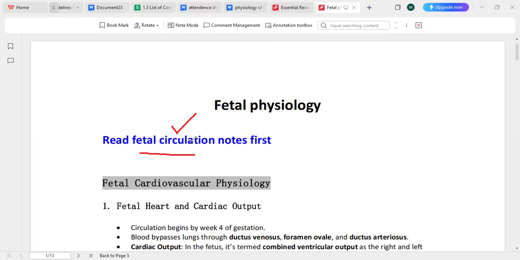Why is it important to read fetal circulation first? Because we are always working on past papers, and we are always interested in knowing what the examiner can ask. We have many questions from fetal circulation. I have already conducted a class and the information is given. Further, you will learn the names and functions of the shunts in fetal circulation.